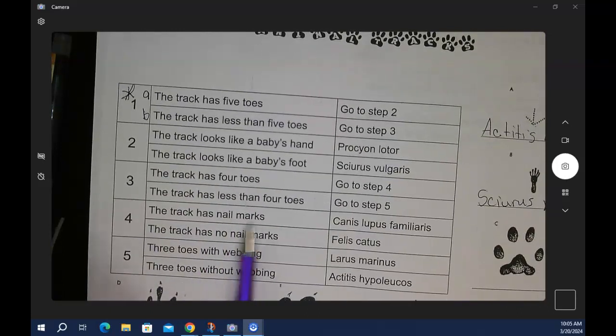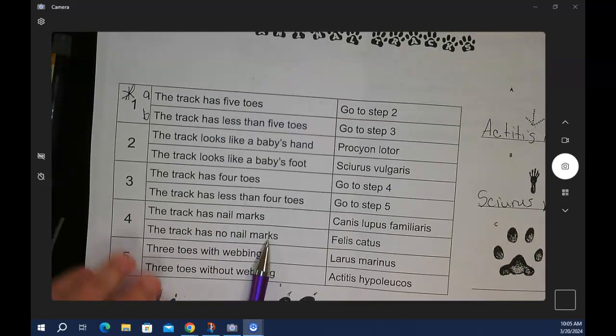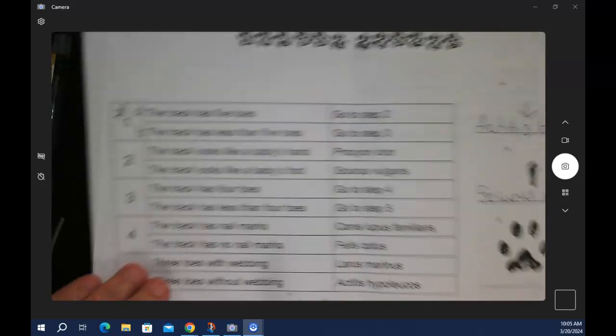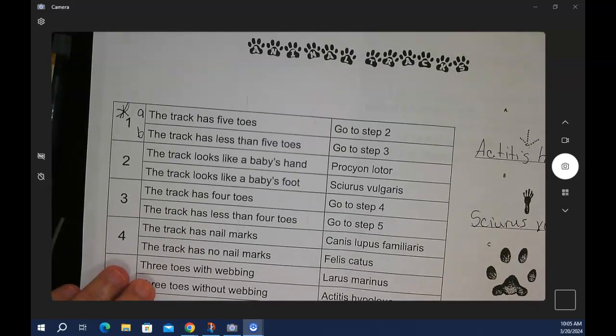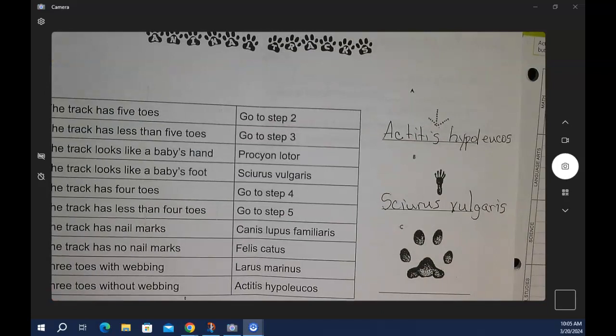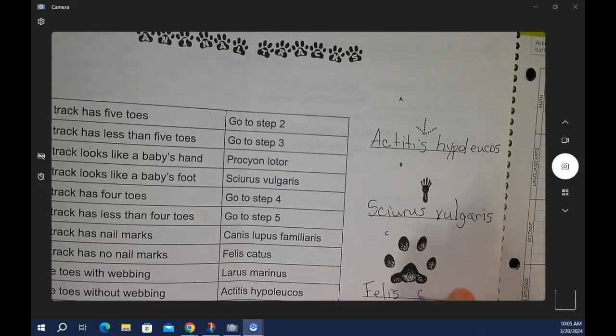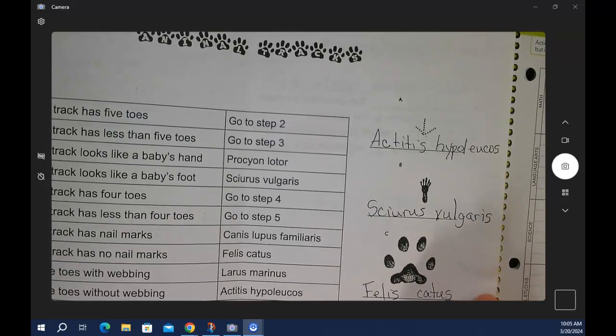The track has nail marks. The track has no nail marks. So I'm going to look back. Do I see nail marks? I do not. So the track has no nail marks. That is Felis catus. So I will write the name of that organism.